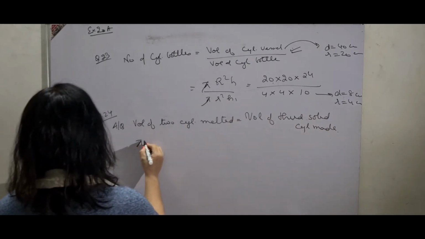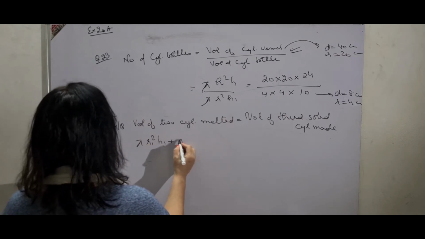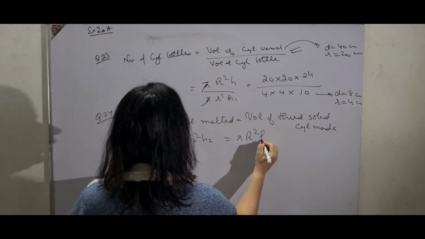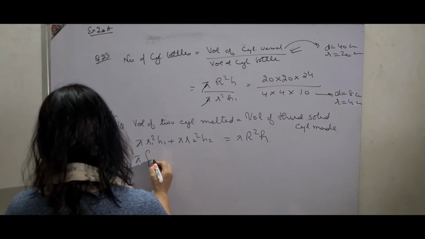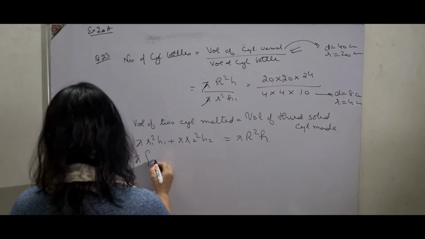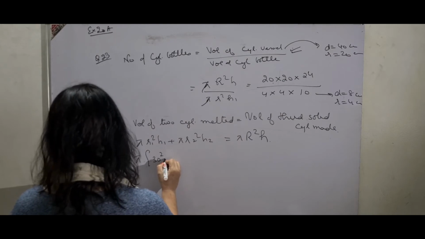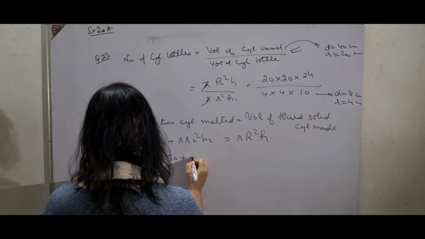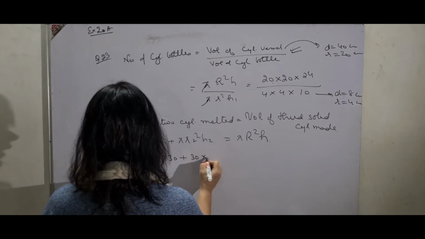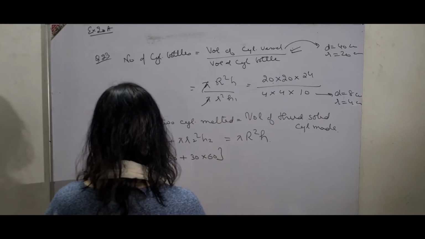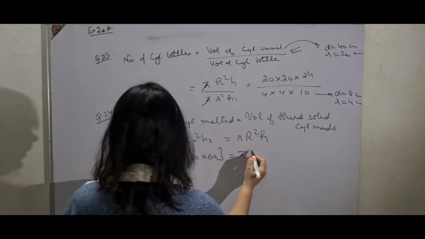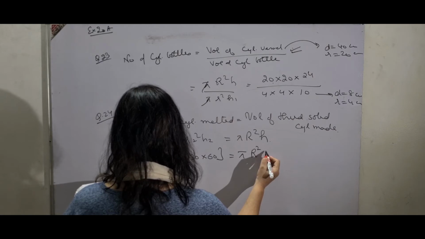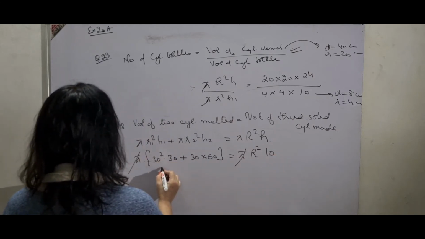So you put the values: pi r1 square h1 plus pi r2 square h2 is equal to pi r square h. Take pi common. Radius of the first cylinder, because diameter is 60, is 30, so 30 square into h, 30. And r2 square, the radius of the other is 30 and height is 60. This is your left hand side, and right hand side pi r square h. You have to find the diameter, so you will find the radius and double it, and height of the solid cylinder is given to be 10. Pi cancels and the rest is your answer.